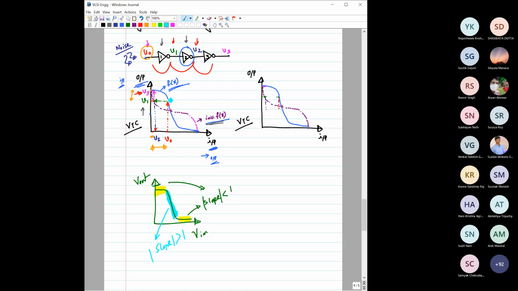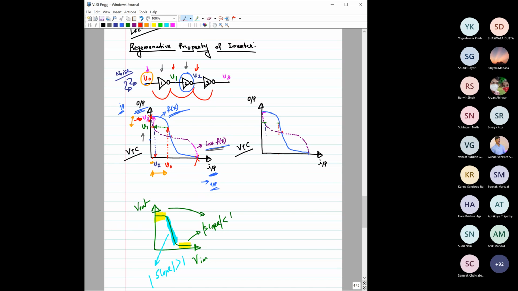If the slope here is very less, then obviously this will be quite close to this VDD only. So that way you can see there will be only two stable states for this type of gate. If you give any input, then after passing through, it can either go to this point or it can go to this point, right? If it is on this side, then gradually after passing through a couple of gates, it will go to this point, or it can go to this point.